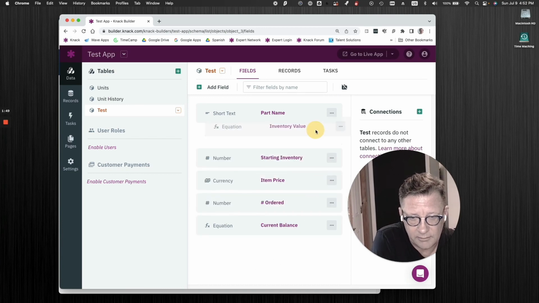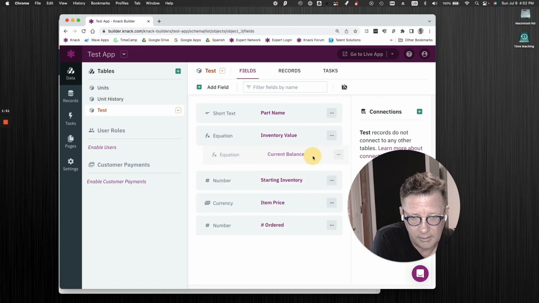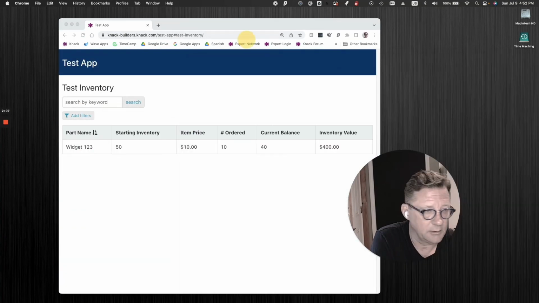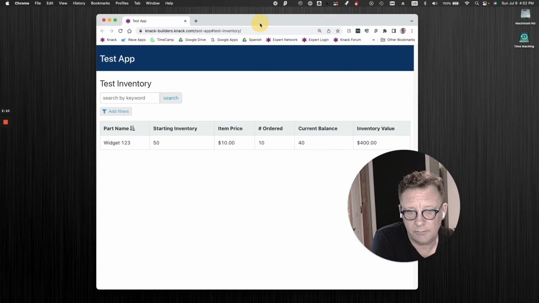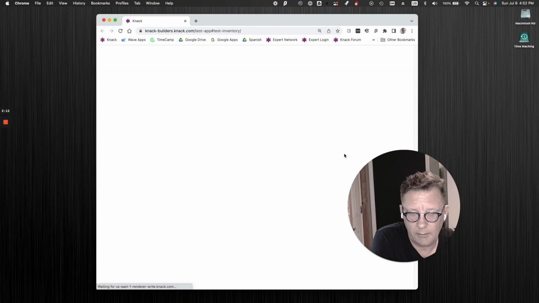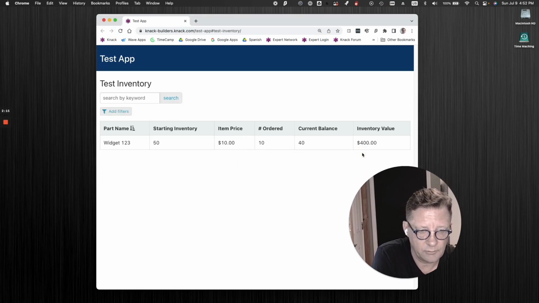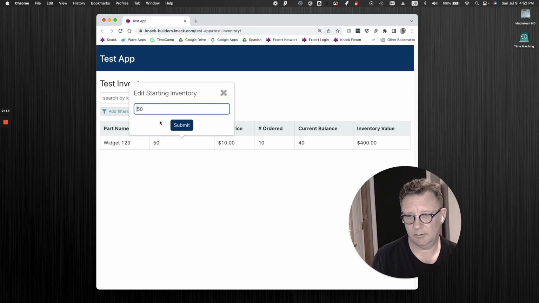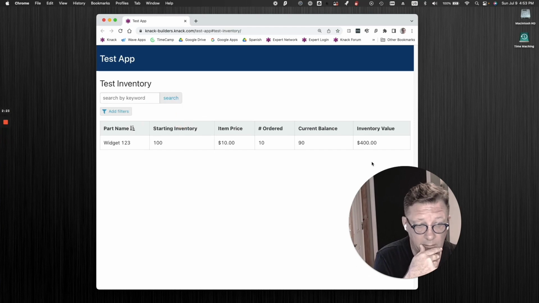I'm just going to move these. Okay, current balance. I take something and move it, so now they're above some other values. So what happens is Knack runs this equation, and it's going to go look at what this is, but these are being updated after the equation runs. So let's take a look here. Let's refresh the screen. Over here, notice 400. Let's change this to 100. Still 400, so that's wrong.